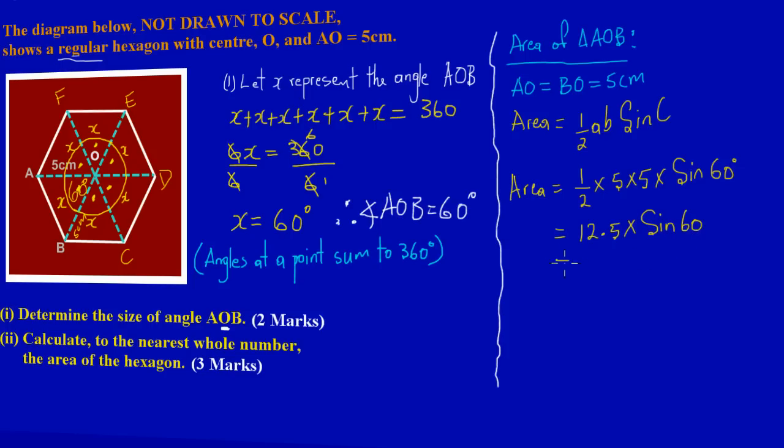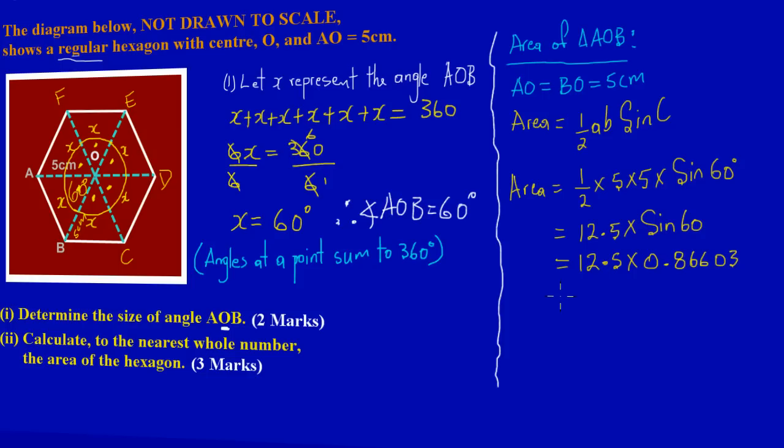So what I have left here is 12.5, multiplying the sine of 60, which I've just found to be 0.86603 correct to 5 decimal places. The reason I've used 5 decimal places is because in the end I don't want it to throw off my final answer. So please do not use 1 or 2 decimal places. Please use approximately 4 to 5 decimal places.